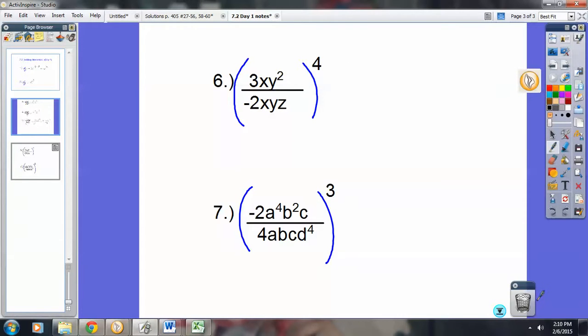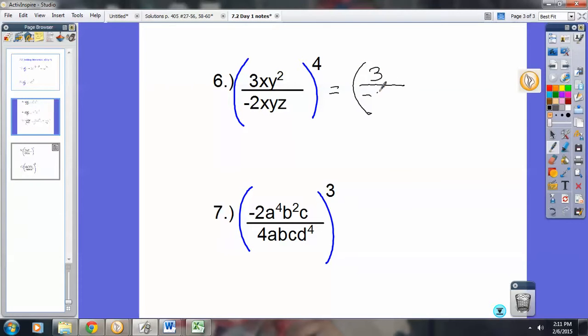And 7. We learned about order of operations last year in Algebra A. The order of operations still applies. They have not disappeared. You still need to do your parentheses first. So inside the parentheses, is there anything we can simplify?